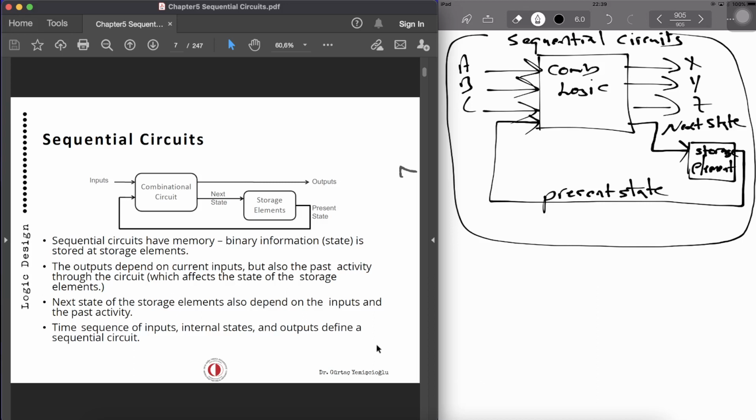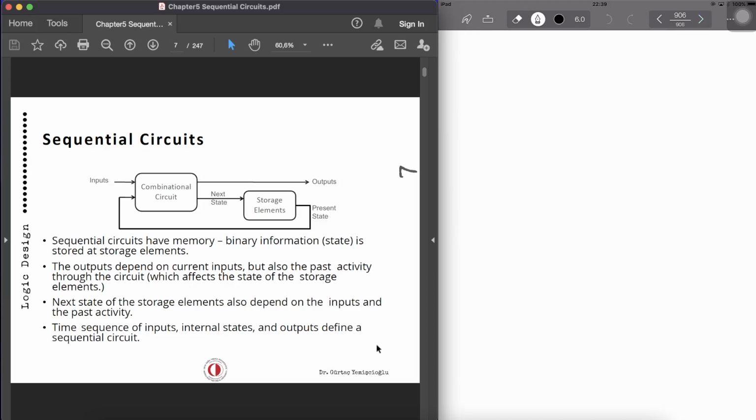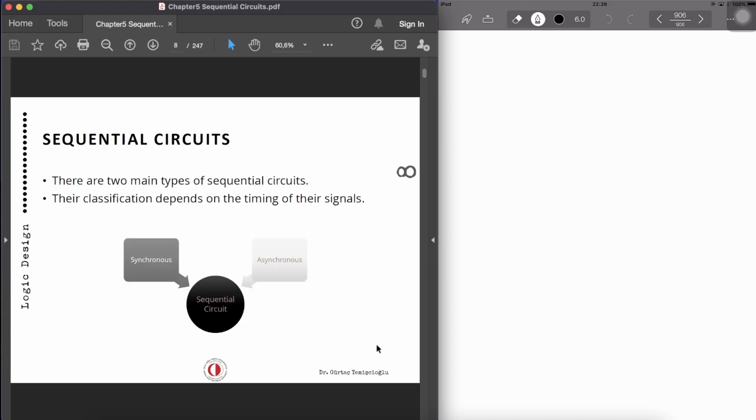We have two types of sequential circuits in the literature. One of them is synchronous, another one is asynchronous. Now, what is the difference? With the asynchronous sequential circuits, the behavior depends on the signal change in continuous time. So there is nothing to synchronize with, and whenever the inputs come in, like with the combinational circuits, it performs the operation and gives you the outputs. And we also have the feedback path.